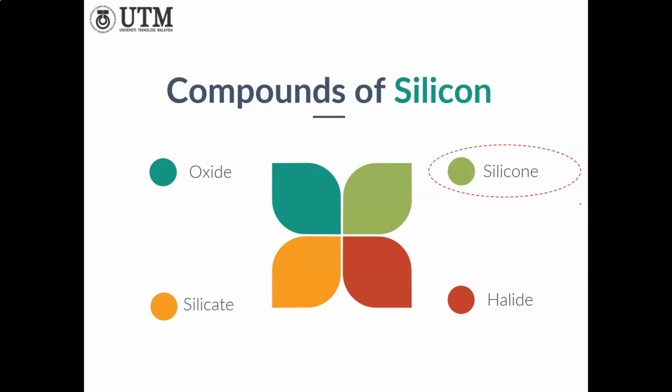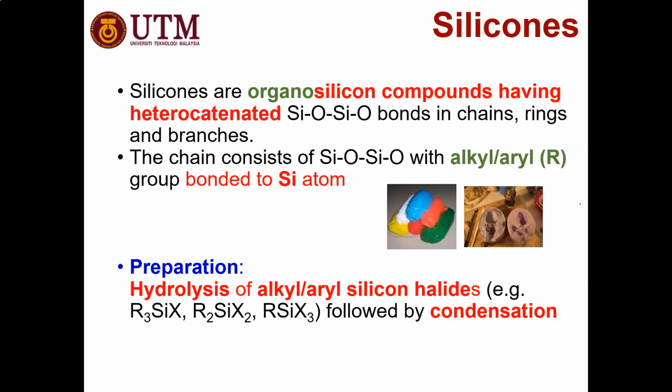So let's learn about silicone, pun something yang kita banyak dengar. So silicone, apa yang bila kita tengok, silicone is an organosilicon compound. So dalam dia ada organic part and ada silicon part kat dalam. Having heterocatenated Si-O-Si bond in the form of chain, ring or branches. Okay, so dalam dia akan ada Si-O-Si with couple kan dengan an alkyl or aryl, which is the organic compound dia lah. Okay, which is bonded to, as in contohnya CH3 ke apa, bonded to the Si atom. Okay, so preparation dia ada 2 step.